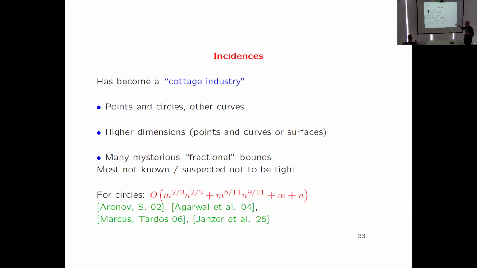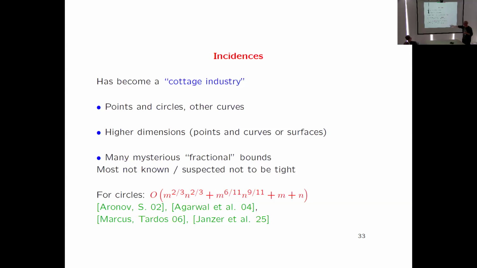What I like in particular is the bound for circuits. By now there are no hidden factors here, and the bound is m to the 2/3, like for lines, plus m to the 6/11, n to the 9/11, plus m to the 7. Those are points and circles. Points and circles, yes, in the plane.